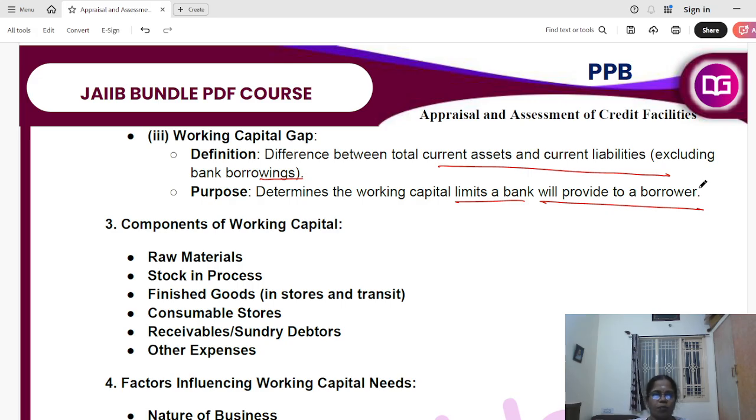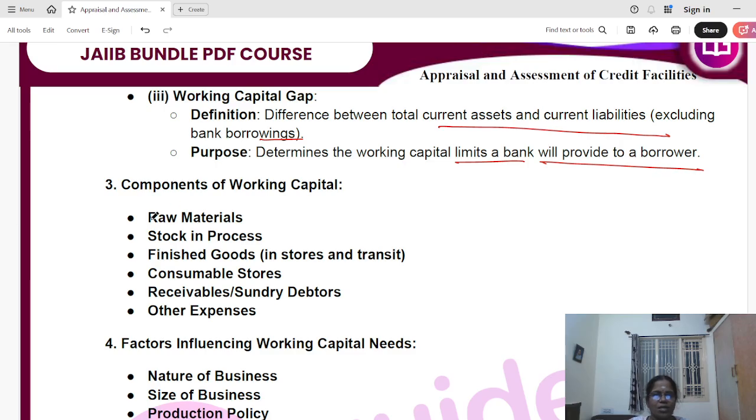So what are the various components of working capital? One is raw material, then stock in process, which is called work in progress. They have to check the raw material and whether it is properly applied, so that it goes into work in progress. Then finally it is converted into the finished product, which goes to the stores.